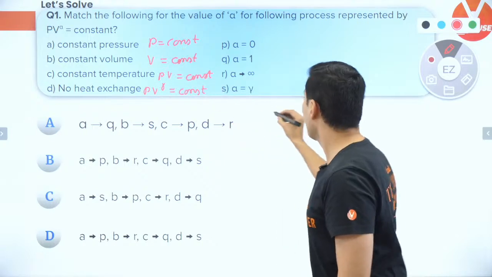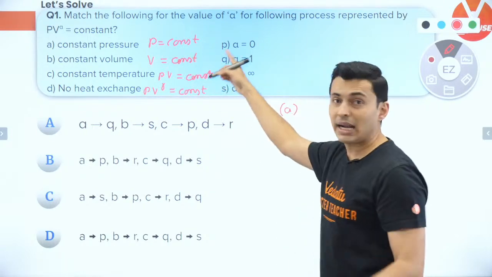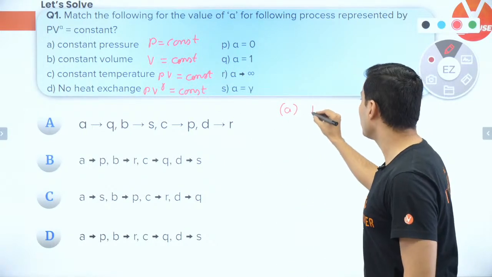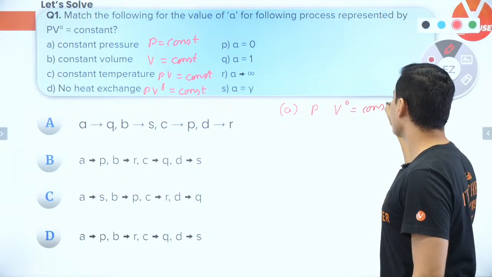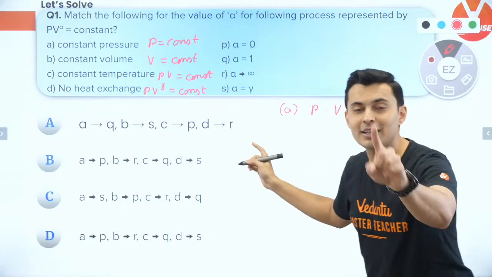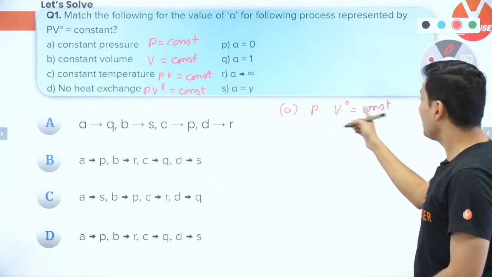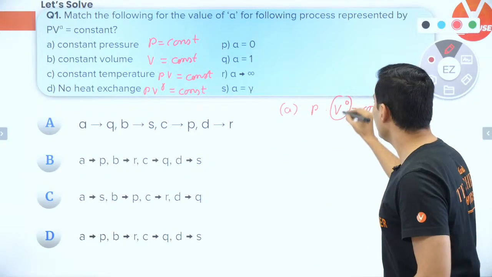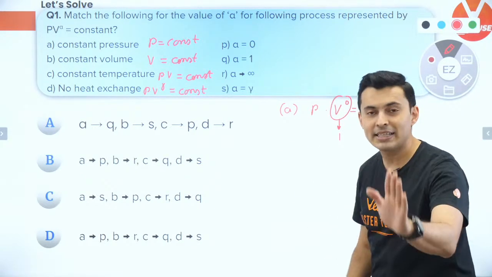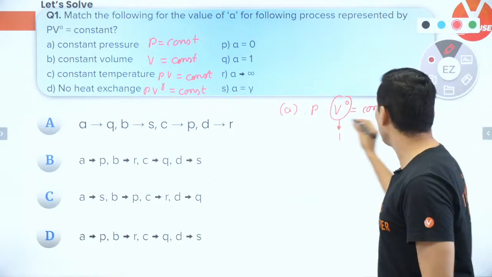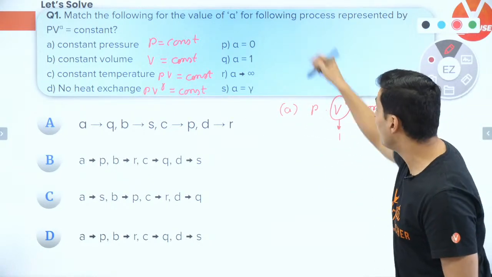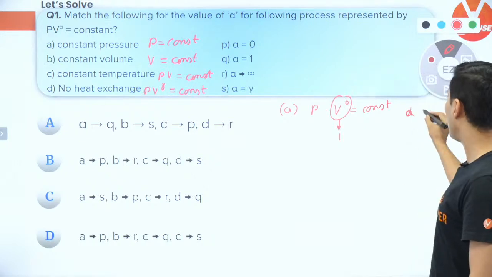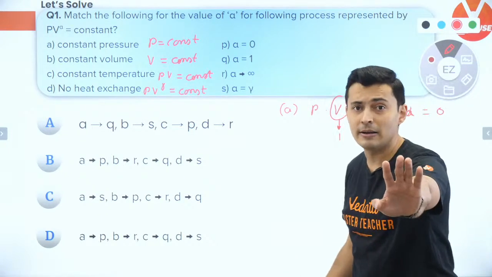So think about it. For option A, when pressure is constant, how will you get that? P into V raised to 0 is constant. Think about it. So P into V raised to 0, if it is constant, then pressure will be constant because V raised to 0 will be 1. Is that clear? So hence for option A, the value of alpha will be 0. I hope this is clear.